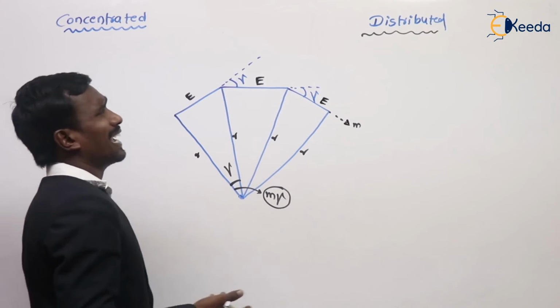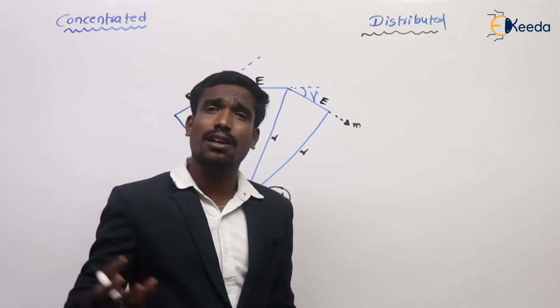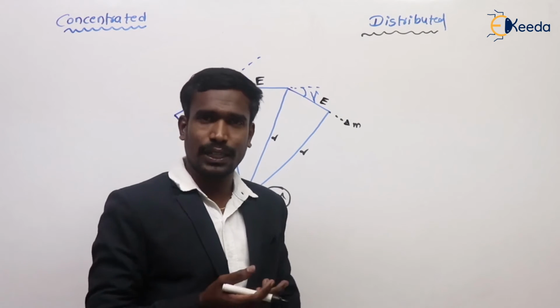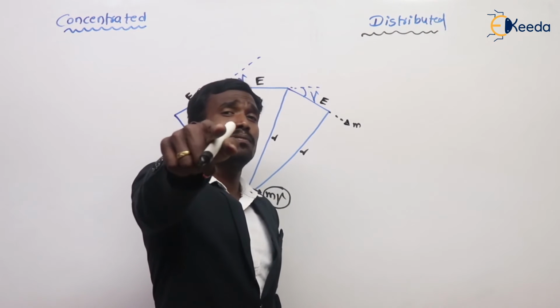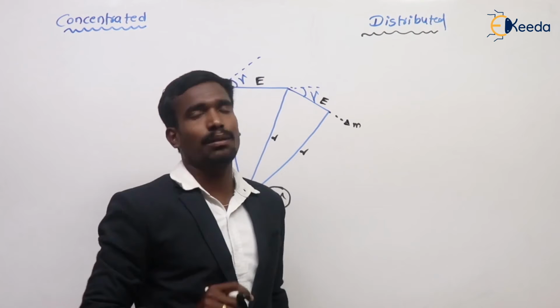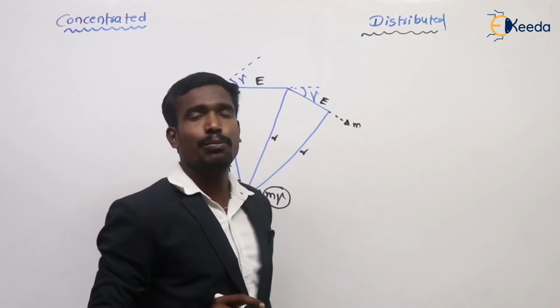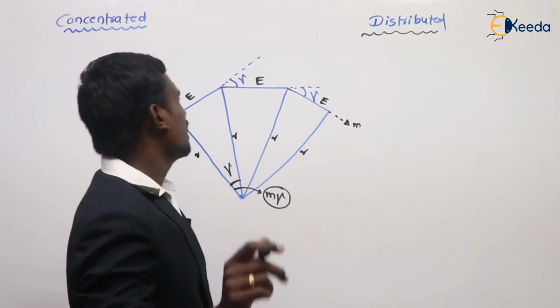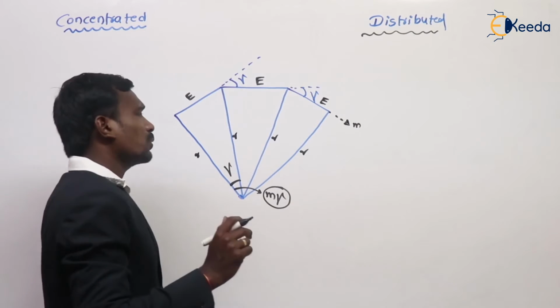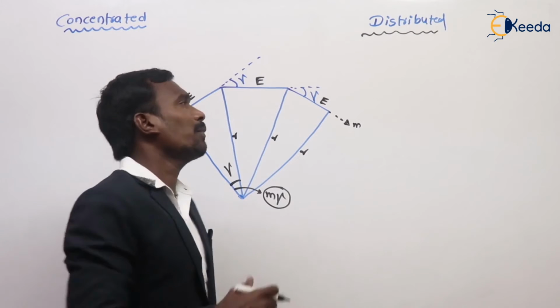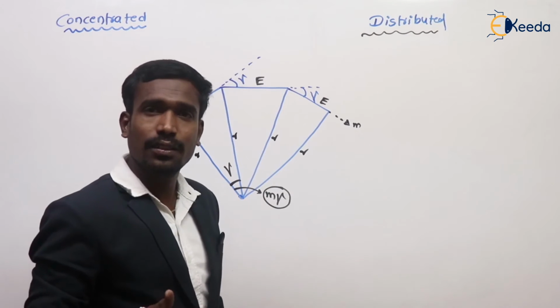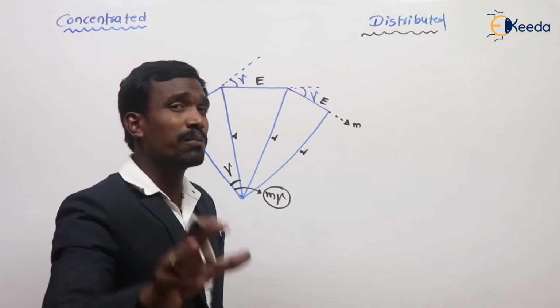Here we have to calculate the EMF induced in concentrated and distributed winding. In concentrated, arithmetic sum or vector sum? Very good, arithmetic sum in concentrated, and in distributed, vector sum. Let's see here. I am going to derive the resultant EMF values. For that, I am doing some modifications here. Listen carefully, this is very important.